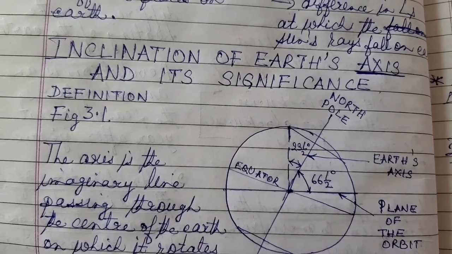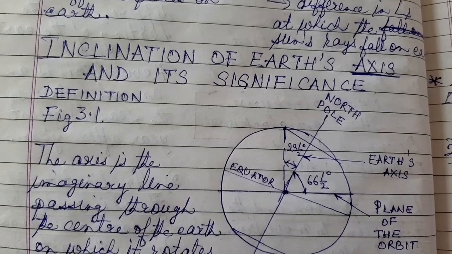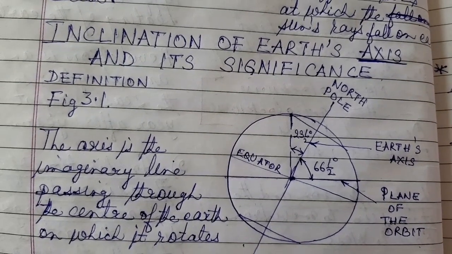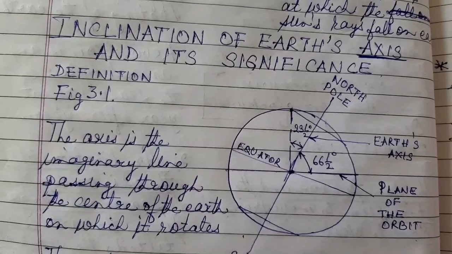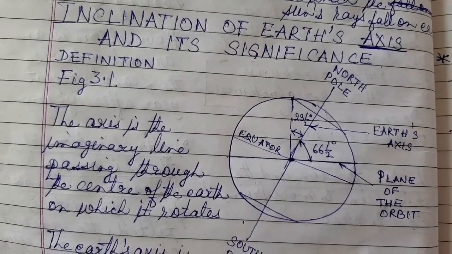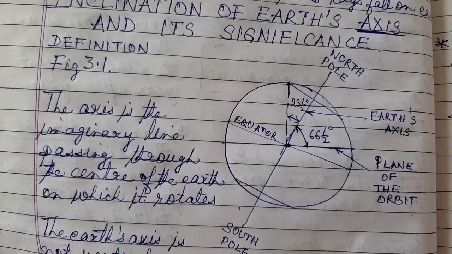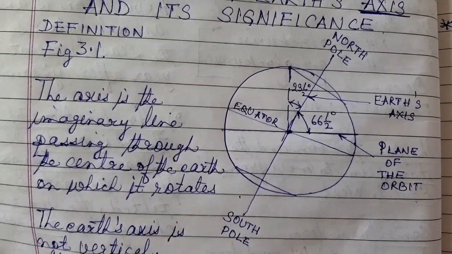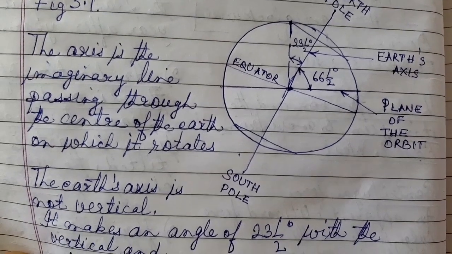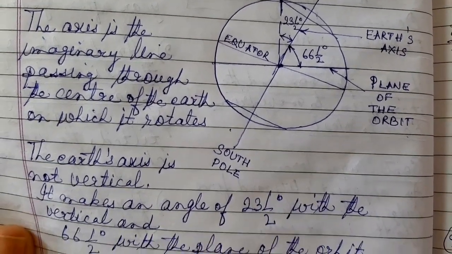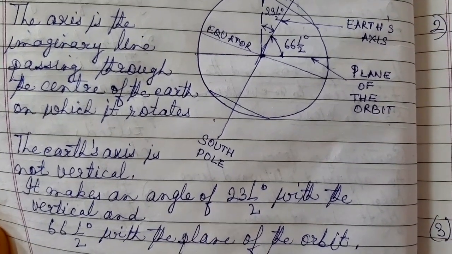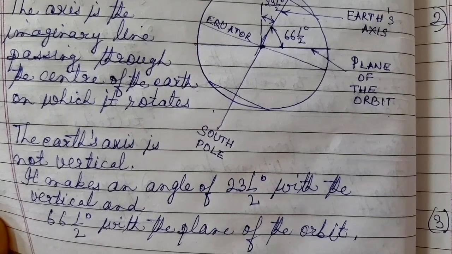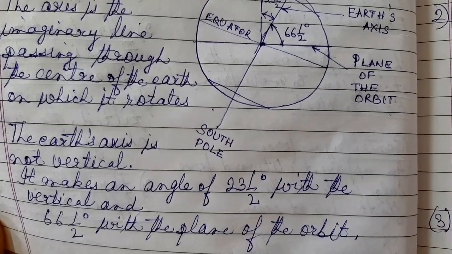Our next topic is inclination of the Earth's axis and its significance. First of all, let us try and understand the definition. The axis is the imaginary line passing through the center of the Earth on which it rotates. The Earth's axis is not vertical. It makes an angle of 23.5 degrees with the vertical and 66.5 degrees with the plane of the orbit.